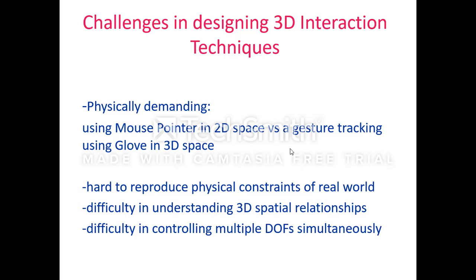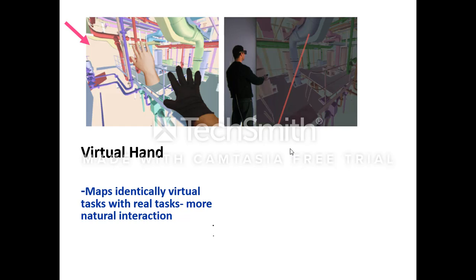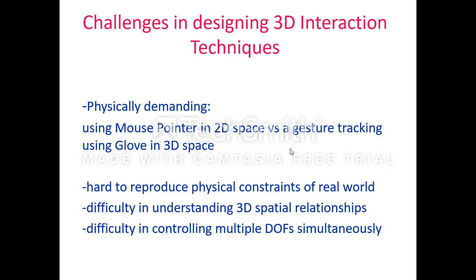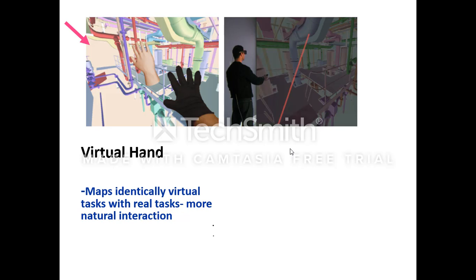Furthermore, humans encounter difficulties in understanding 3D spatial relationships, and they also experience difficulty in controlling multiple degrees of freedom simultaneously. So you may not be able to rotate and move together, is what I mean. And then, a 3D object selection technique requires users to gesture in 3D space, for example, grabbing an object or pointing to something.